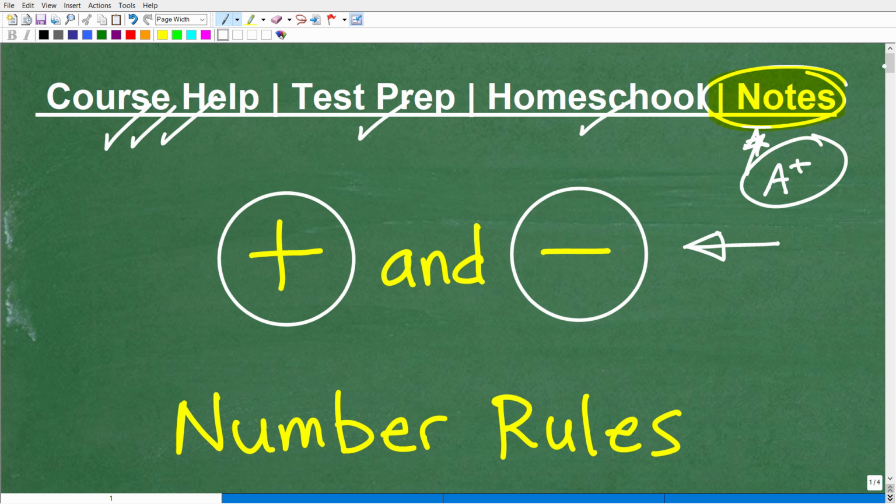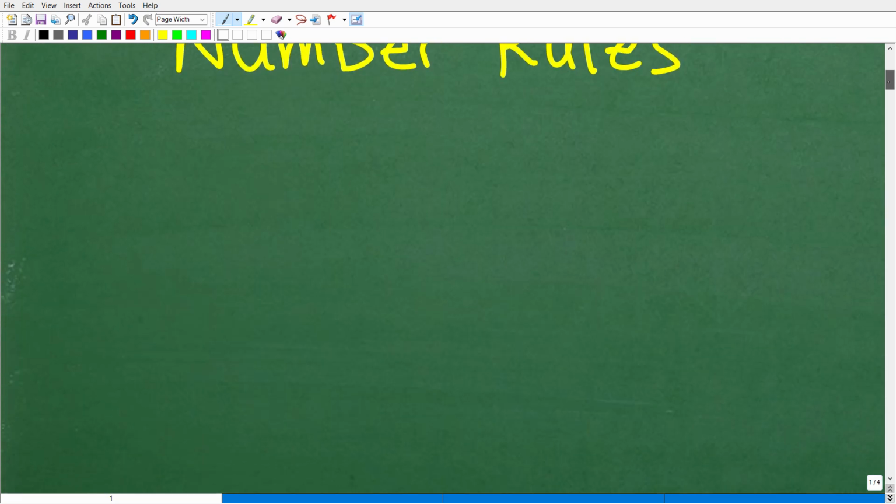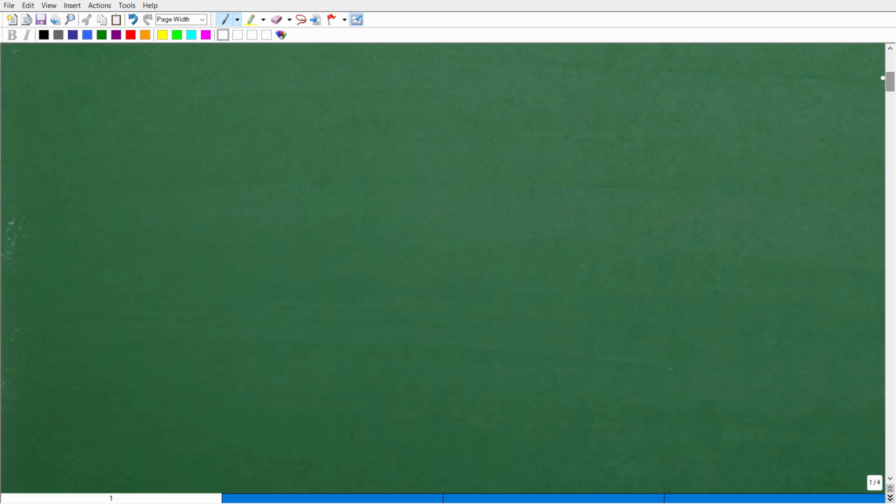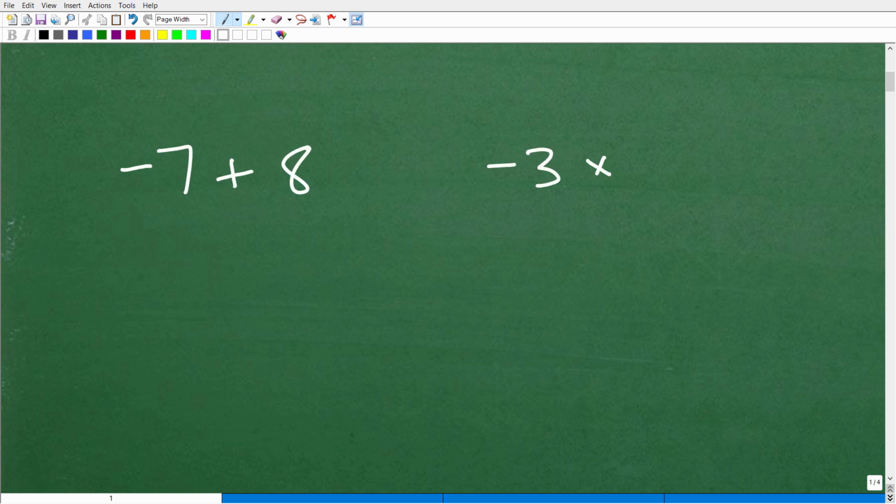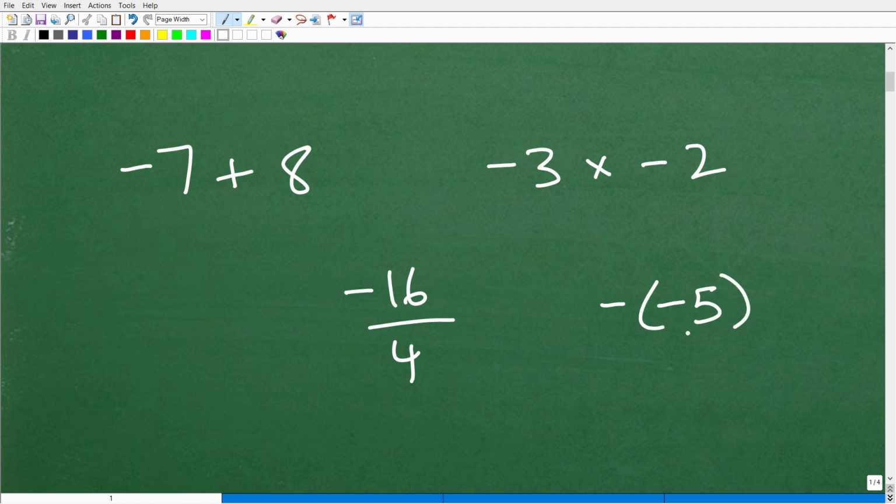Okay, so let's get going here. Quick power review on positive and negative numbers. We're talking about problems like this: -7 plus 8, or -3 times -2, or -16 divided by 4, or the negative of -5. These are the type of problems we're talking about. Or let's do another one: 1 minus 9.